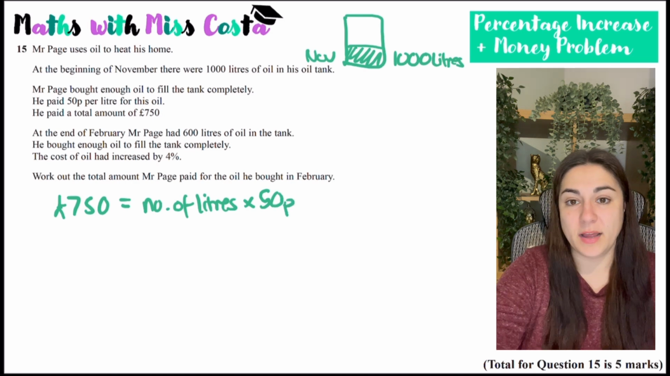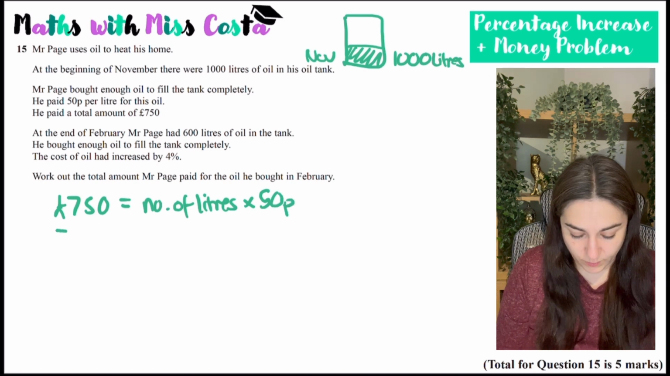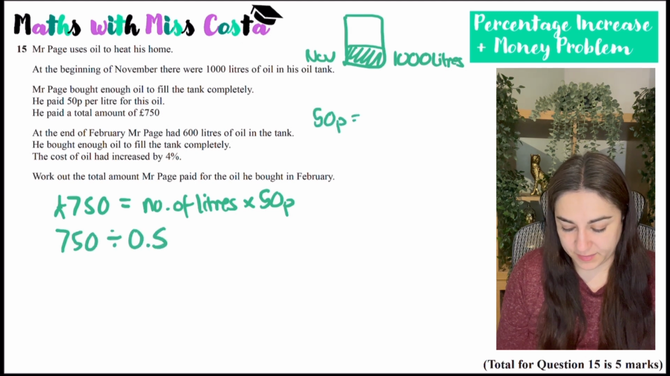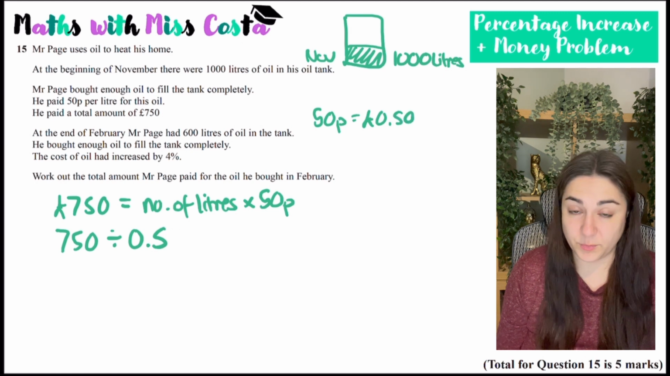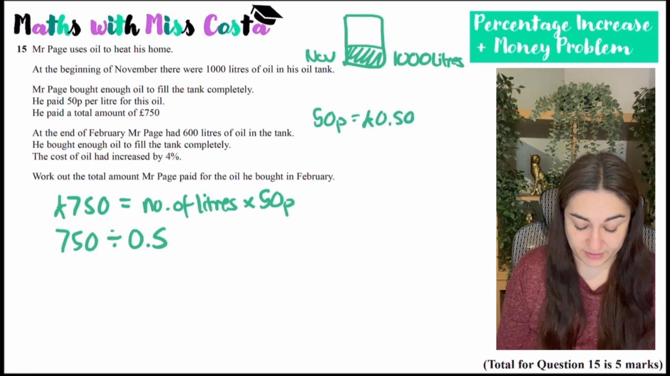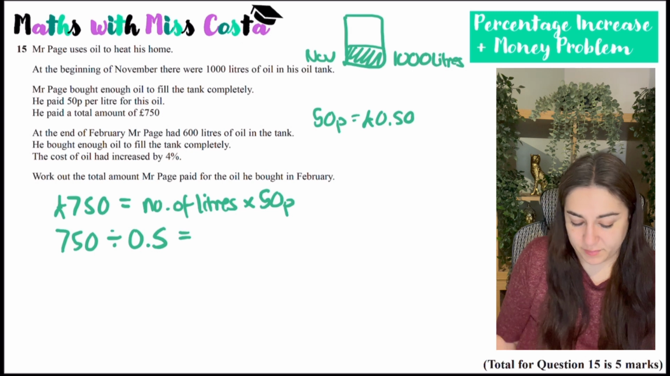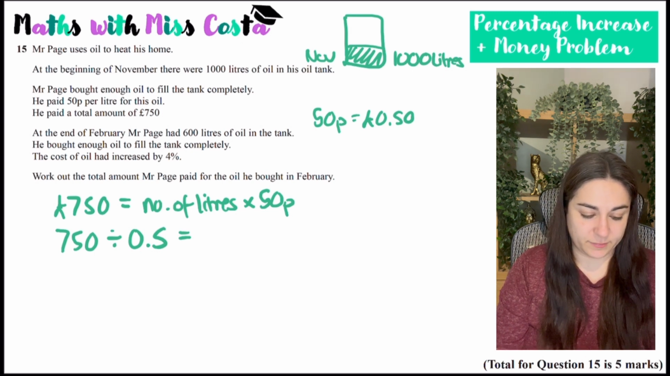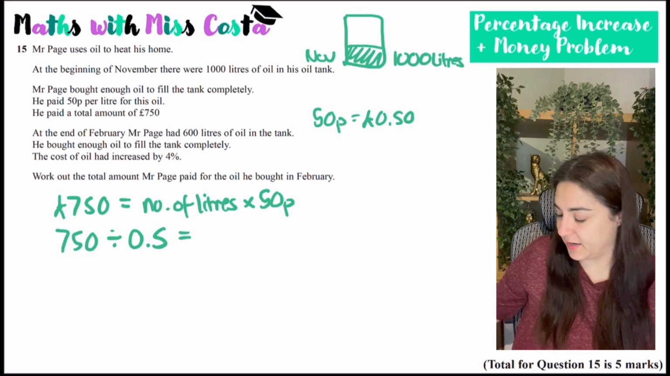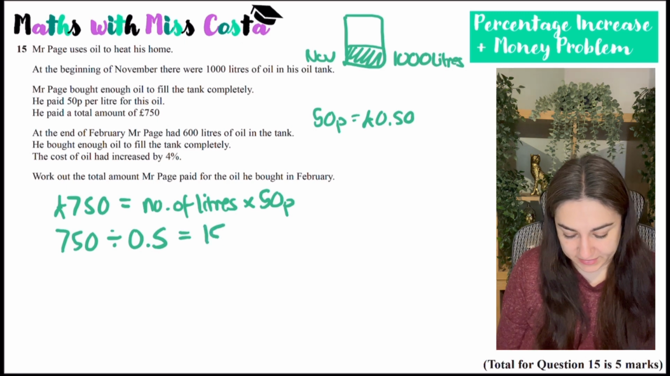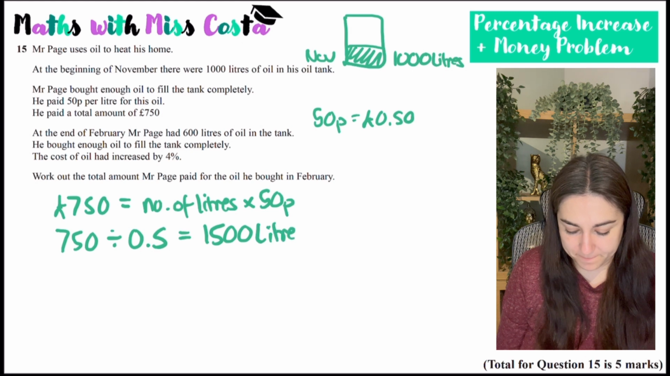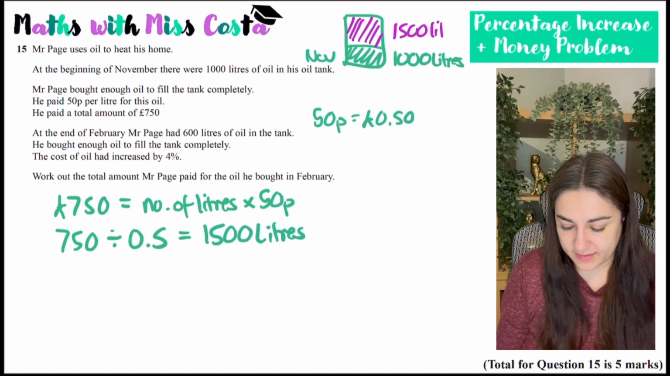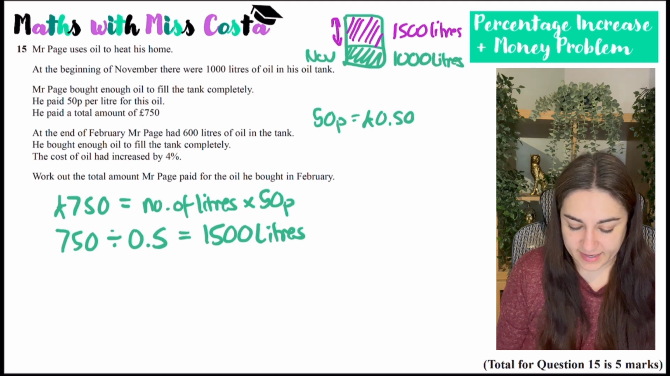So to work out what the number of litres are, we'd do 750 divided by 0.5, because I've just turned 50 pence into pounds, which would be 0.5. So 750 divided by 0.5 is going to tell me the number of litres he must have bought. So 750 divided by 0.5 is 1,500 litres. So another 1,500 litres helps fill up the tank till full.